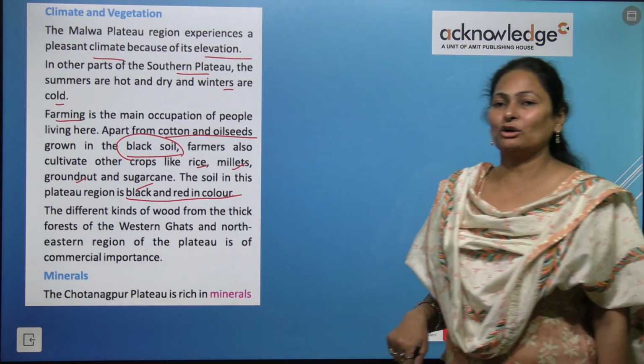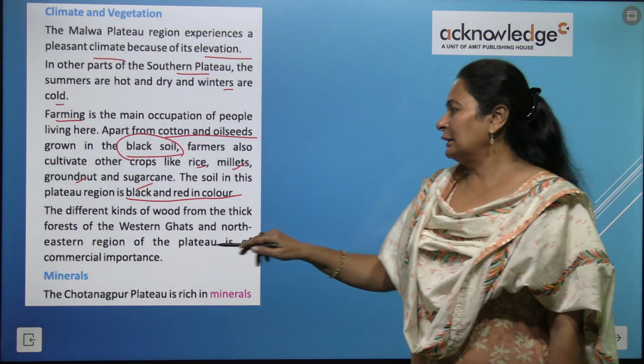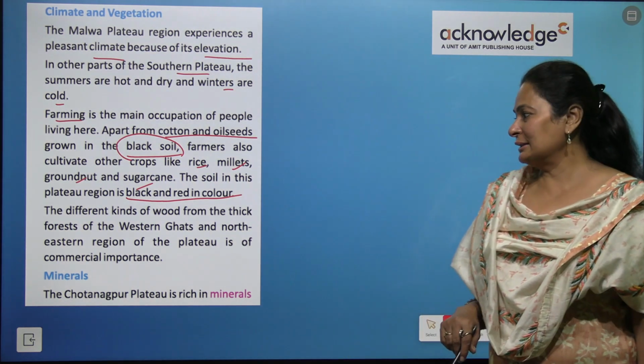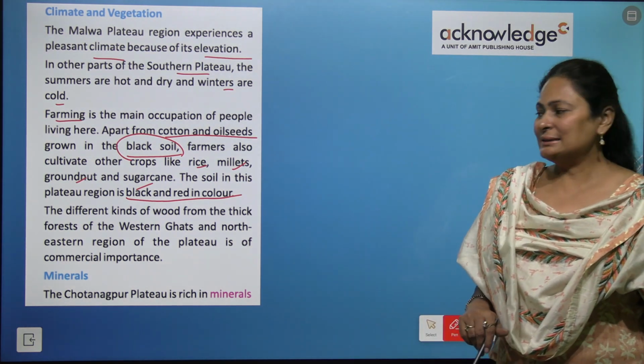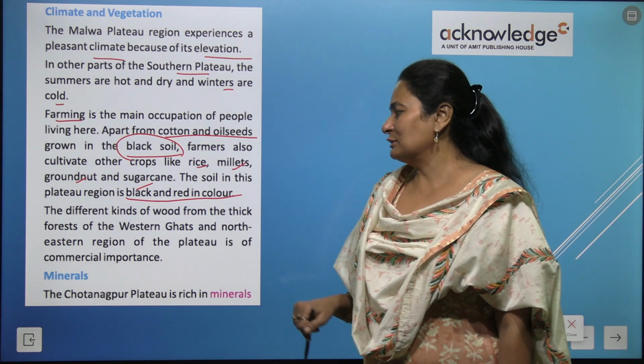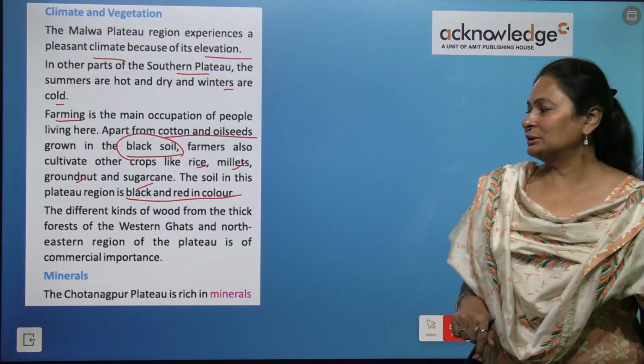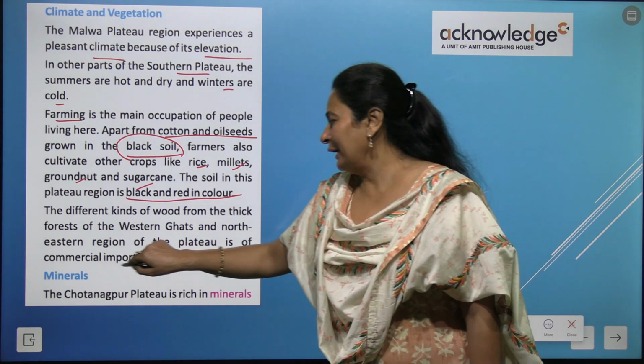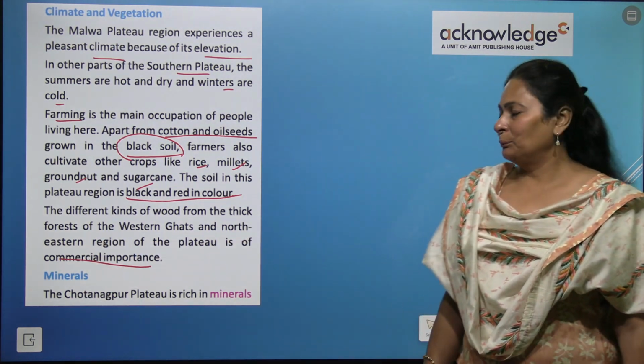The different kinds of wood from the thick forests of the Western Ghats and the northeastern region of the plateau are of commercial importance, right? So let's talk about the minerals.